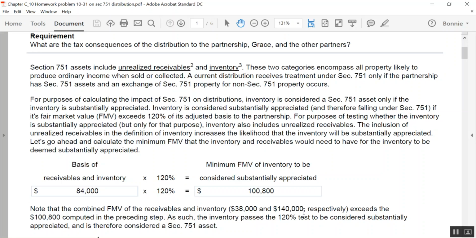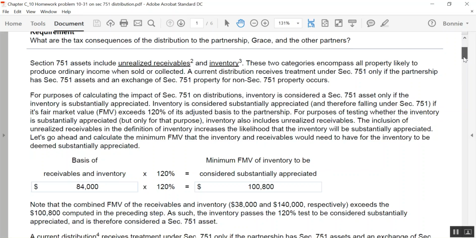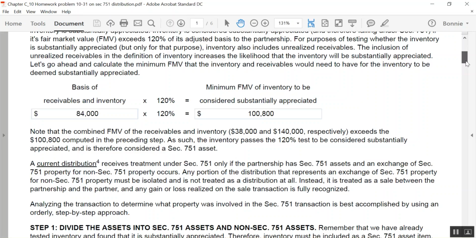So that actually exceeds the 100,800, which means that this inventory is actually substantially appreciated. Okay, because the fair market value of the combined inventory and unrealized receivables is in excess of 120% of the sum of their bases. So we do have the inventory and the unrealized receivables being defined as 751 assets in this problem. Okay, that's good to know.